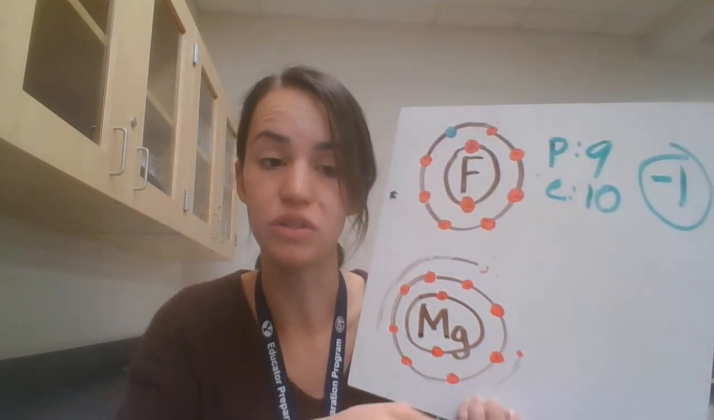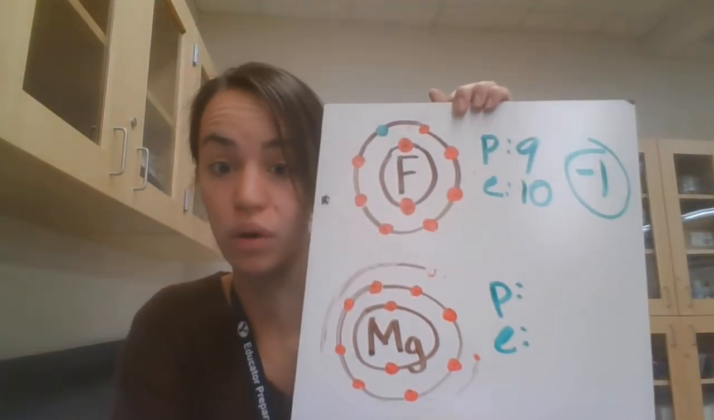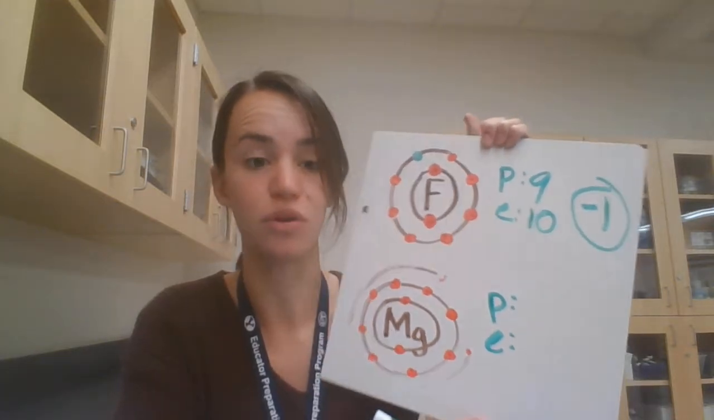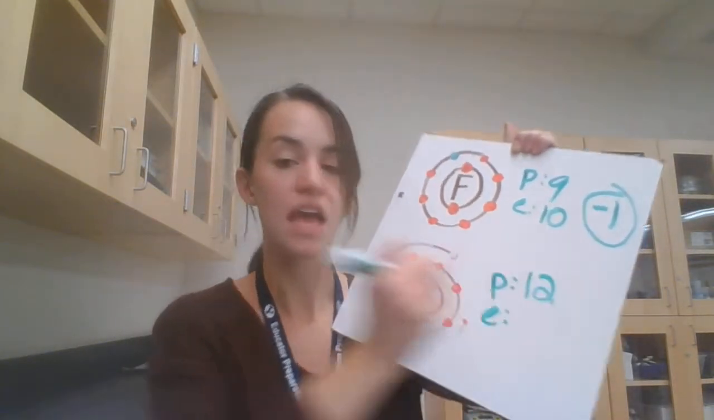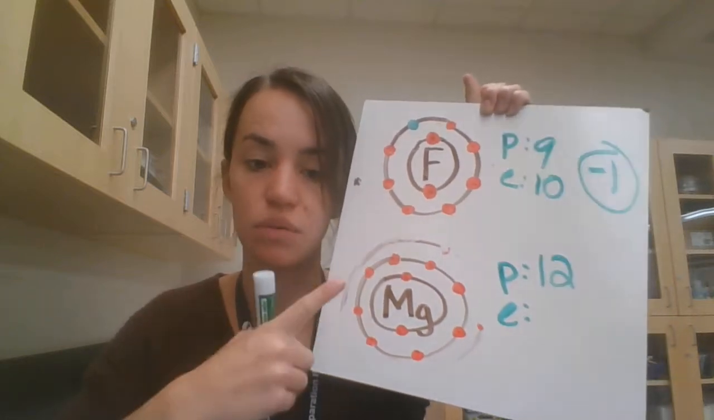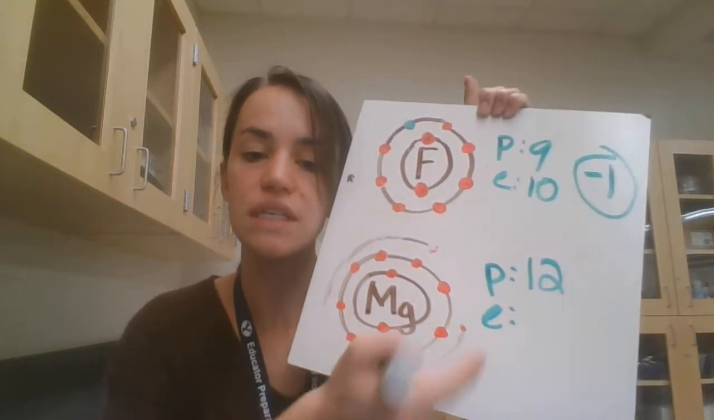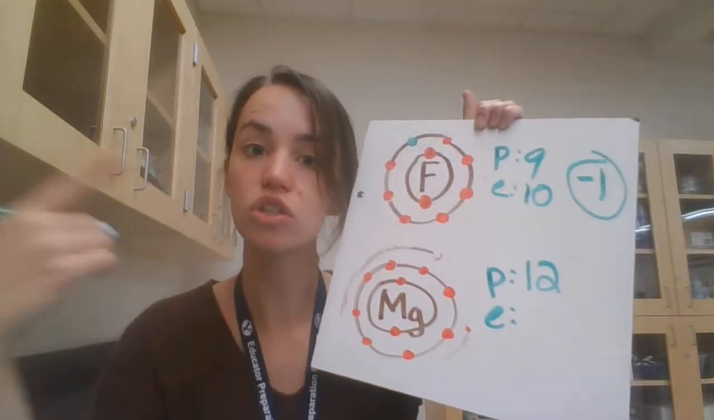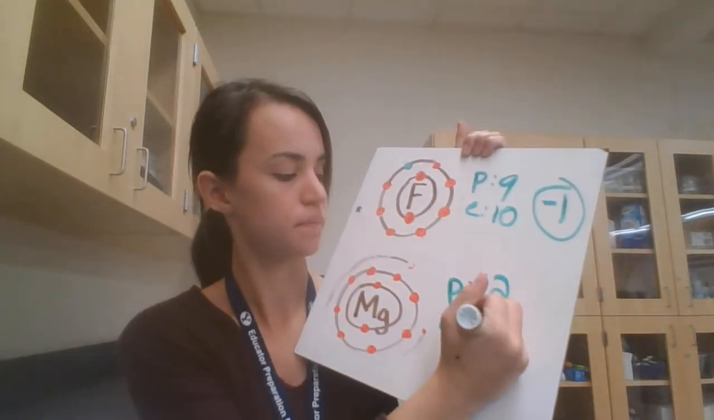So now let's do our proton and our electron number. Magnesium is always going to have 12 protons. That's not going to change. Remember that from Unit 1. It used to have 12 electrons, but we took 2 away on the outside. So now, if you count up, you can see that we have 10 electrons because we took 2 electrons away to make an ion.